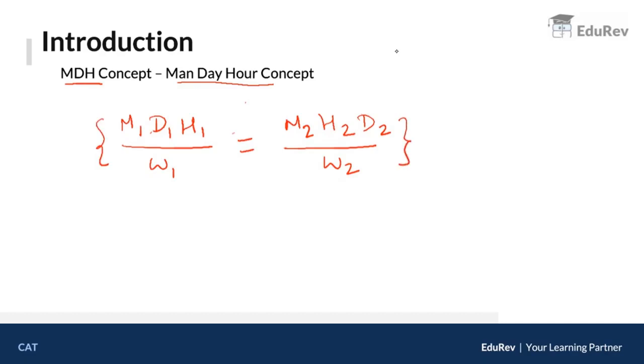So certain values will be given to you. You just have to substitute the values and get your answer. So let's say, for example, 10 men working for 8 hours and 8 days do certain work. In how many days can 10 men working for 12 hours do the same work, or twice the work, or thrice the work? All the values will be given to you. One of the values will be missing and you just have to find that missing value. And that is what your MDH concept is all about.